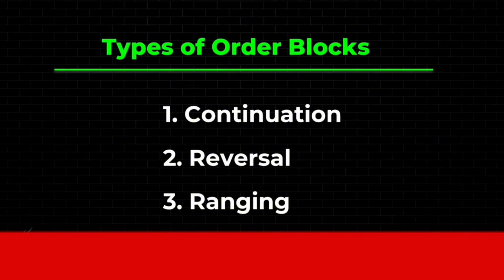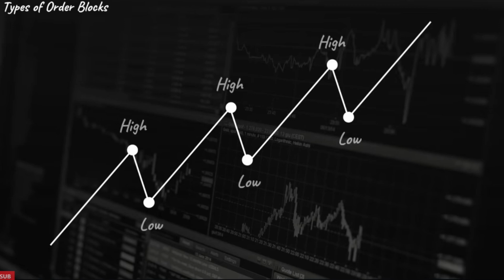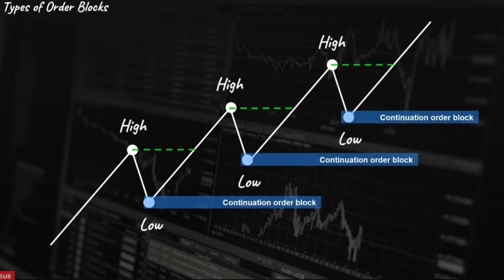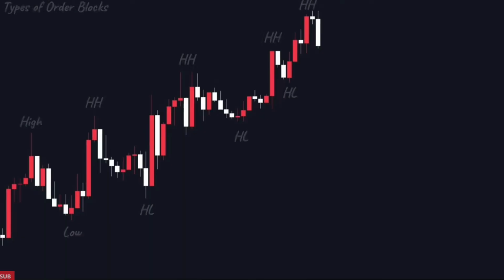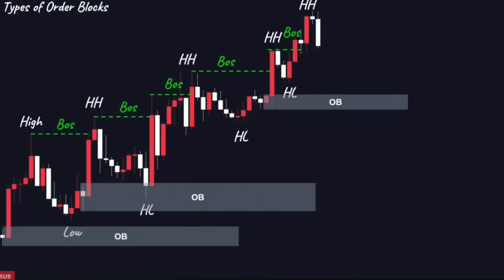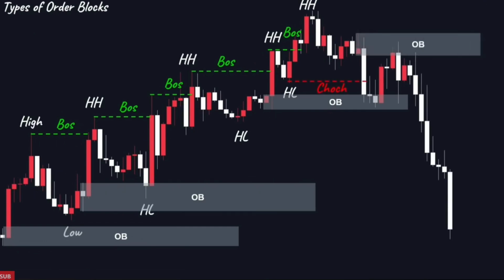continuation, reversal, and ranging order blocks. Continuation order blocks happen when the price is trending upward or downward, and order blocks form aligned with the dominant trend. For example, imagine that we have an uptrend with a series of higher highs and higher lows. Each of the demand order blocks that form along the way is an opportunity to go along with the dominant uptrend. But if a change of character appears, a supply order block automatically will form, which is against the dominant uptrend. Usually, the continuation order blocks have a higher chance of success because they are in line with the trend. However, reversal order blocks have the potential to gain massive risk-to-reward ratios.